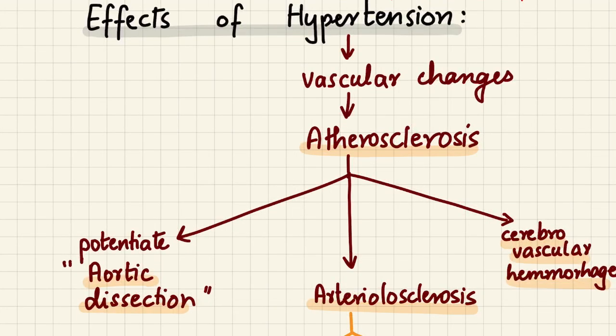So lastly, we're going to see the effects of hypertension, or the consequences or the complications that hypertension causes. So we know that hypertension is raised blood pressure within the blood vessels, and we know that the innermost layer of the blood vessels is the intima. So what can happen is that there can be a lot of vascular changes due to the turbulent and high pressure flow of the blood, and it has been linked strongly to atherosclerosis.